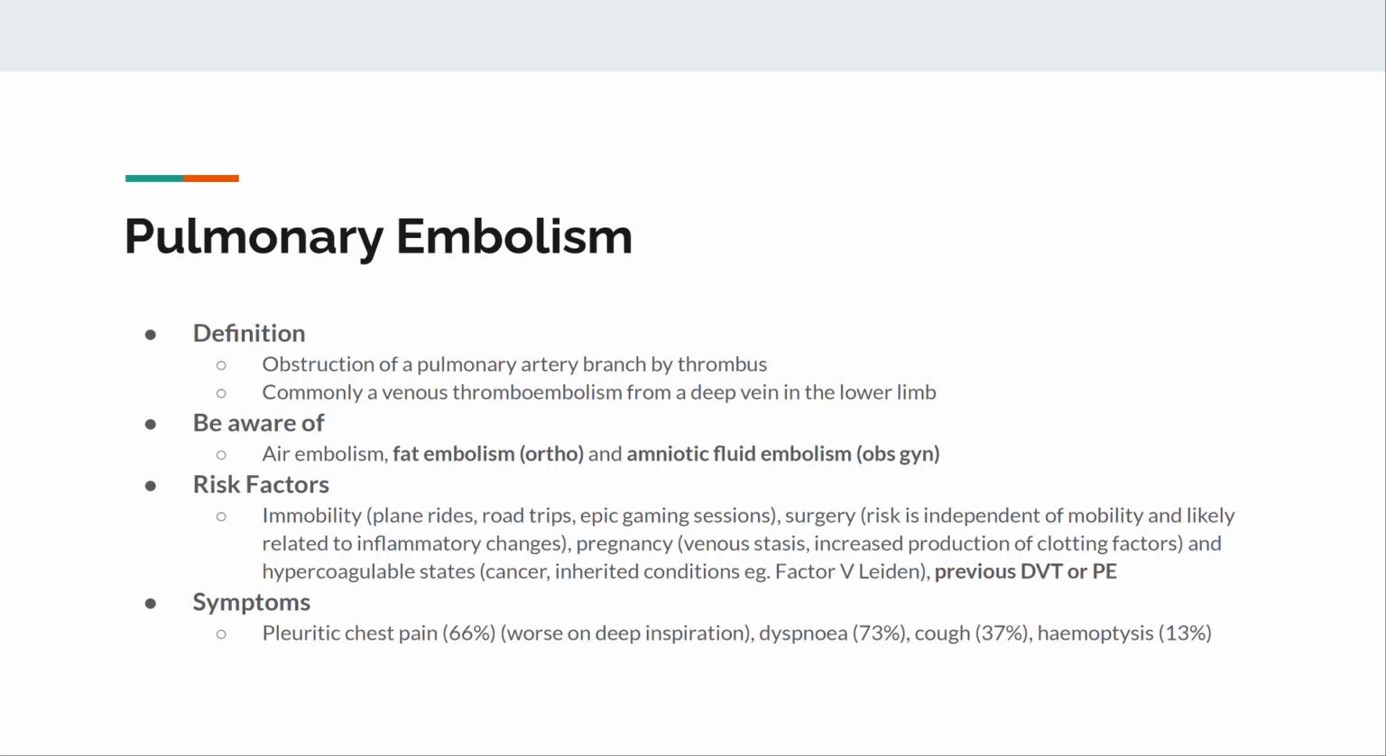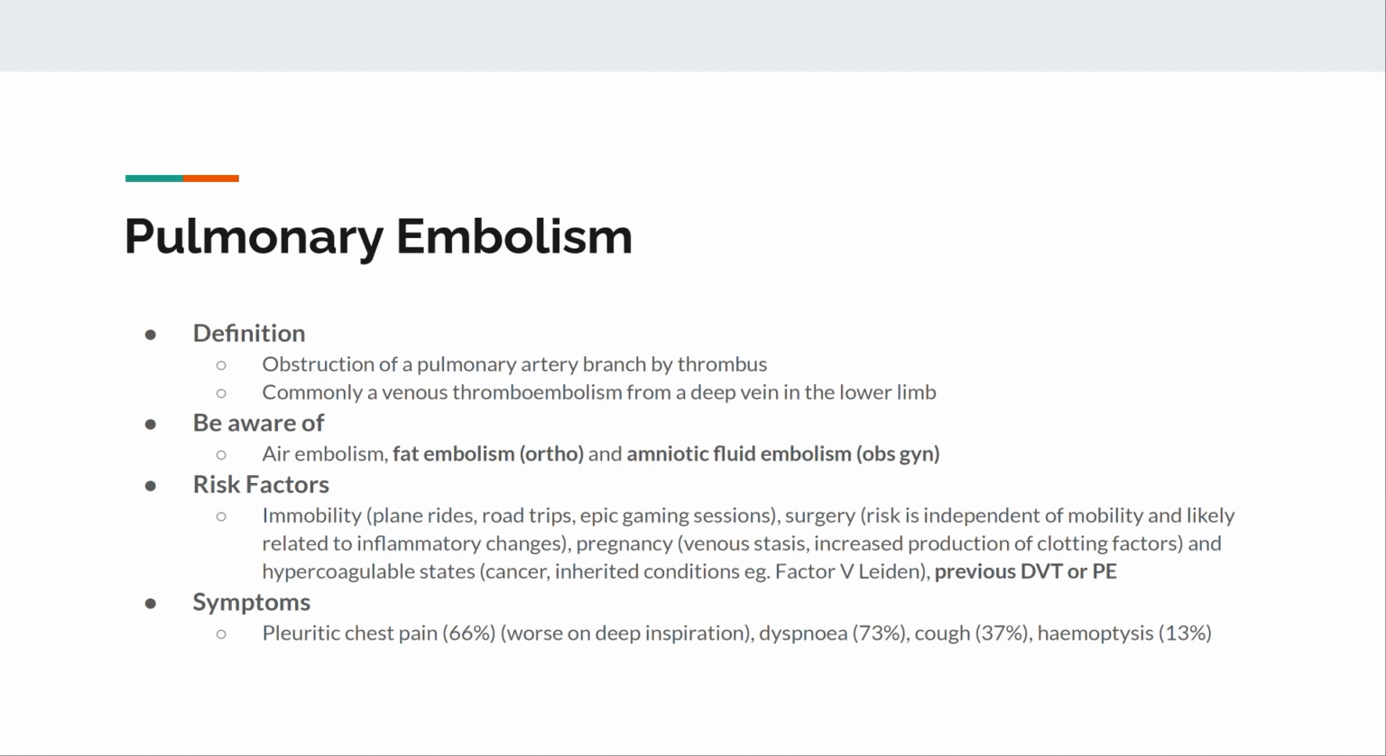Let's quickly talk about some high-yield clinical aspects of the lungs. Pulmonary embolism. It's a blockage of the pulmonary artery or one of its deep branches, commonly by a venous thromboembolism, beginning as a deep vein thrombosis in the lower limb that has broken off and embolized to the lung.